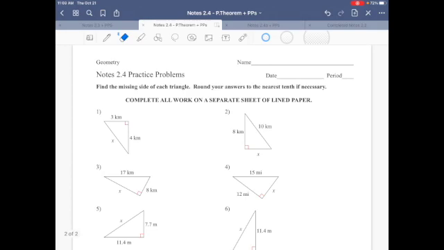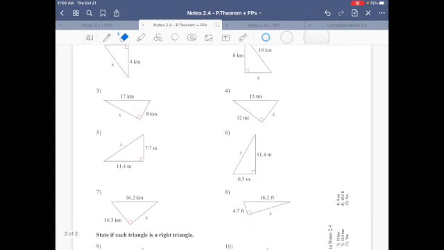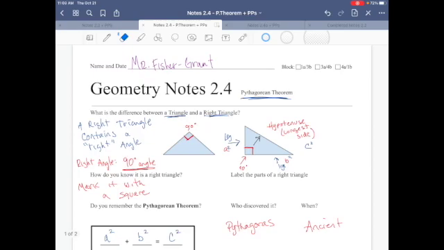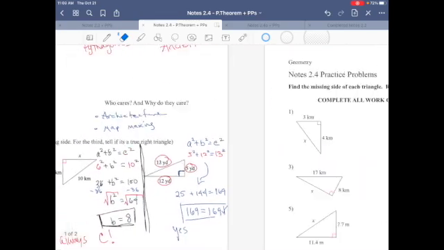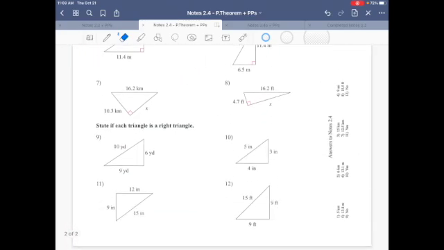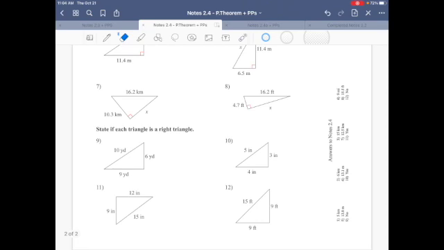Going forward, I want you to complete all these problems. Problems 1 through 8 are like the first two here. And the last couple problems, 9 through 12, are like the last one we did. Feel free to check your answers on the side here. And good luck.